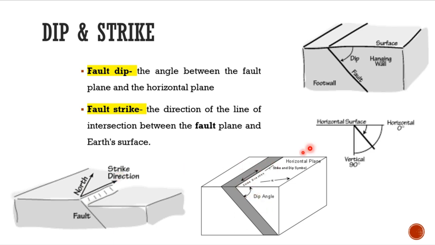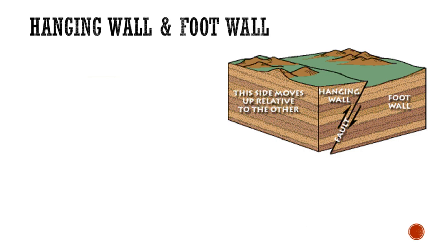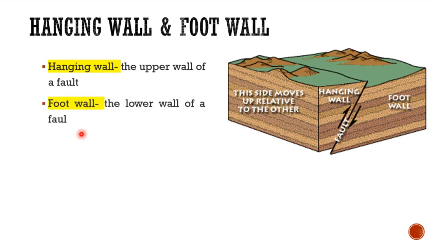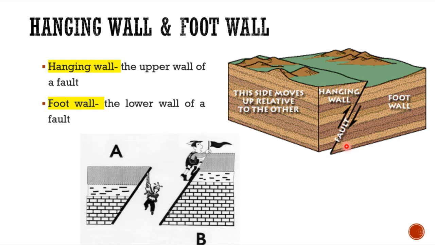Dip and strike. Okay. Hanging wall and foot wall. Hanging wall is the upper wall of a fault and foot wall is the lower wall of a fault. Here you can see hanging wall and foot wall. Look at this diagram to understand this concept more. A man is hanging on a rope on the hanging wall and another man is stepping on the foot wall and climbing up. So this is the hanging wall and this one is the foot wall.